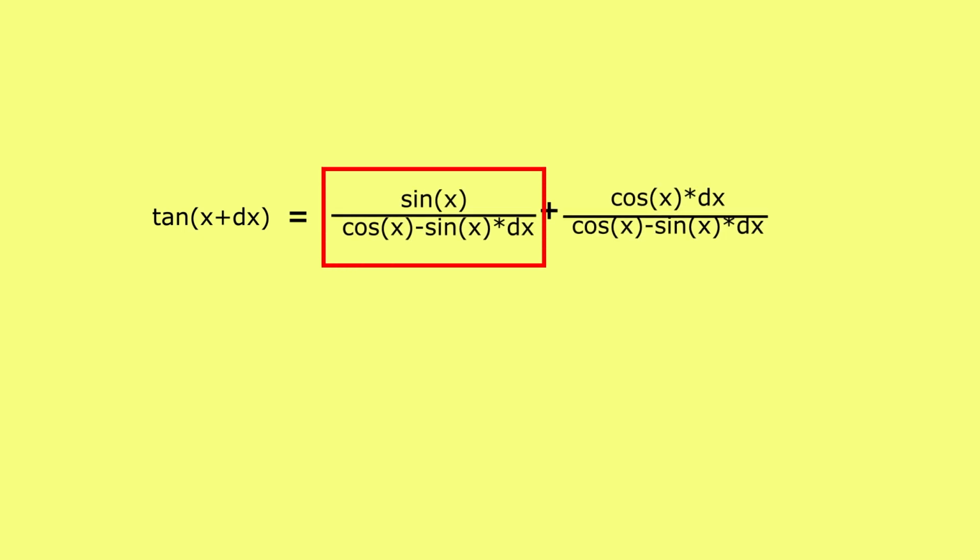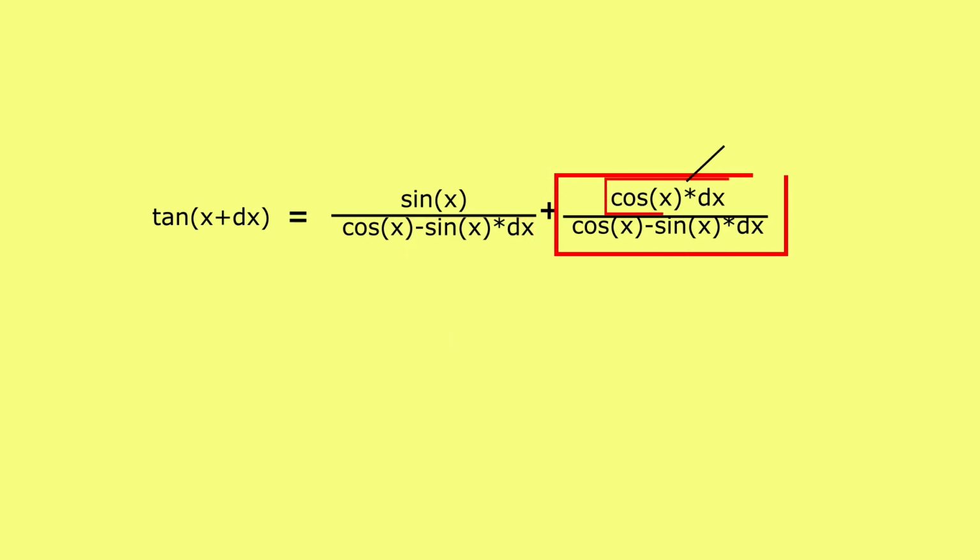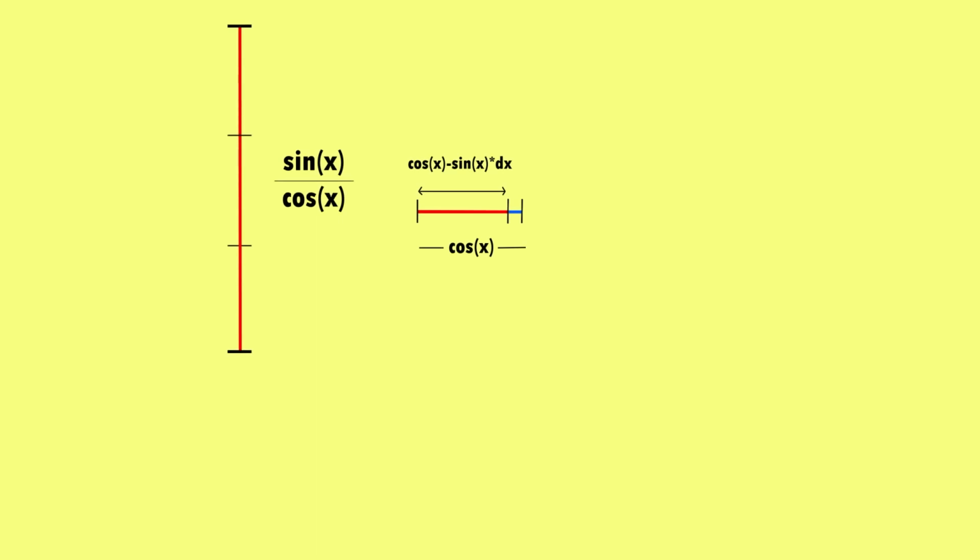The first term represents the change in the tangent function due to the change in only the denominator value, which is the change in the cosine function. The second term represents the change due to the change in the sine function. The first term reflects the change in the tangent function due to a change in the denominator, cosine function alone. Red signifies filled space, while blue represents empty space.